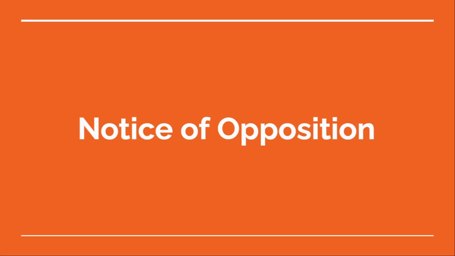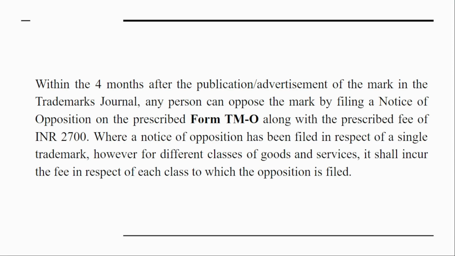Within 4 months after the publication of the advertisement of the mark in the Trademarks Journal, any person can oppose the mark by filing a notice of opposition on the prescribed form TMO. TM stands for trademark here, along with a prescribed fee of rupees 2,700. Where a notice of opposition has been filed in respect of a single trademark, however, for different classes of goods and services, it shall incur the fee in respect of each class to which the opposition is filed.